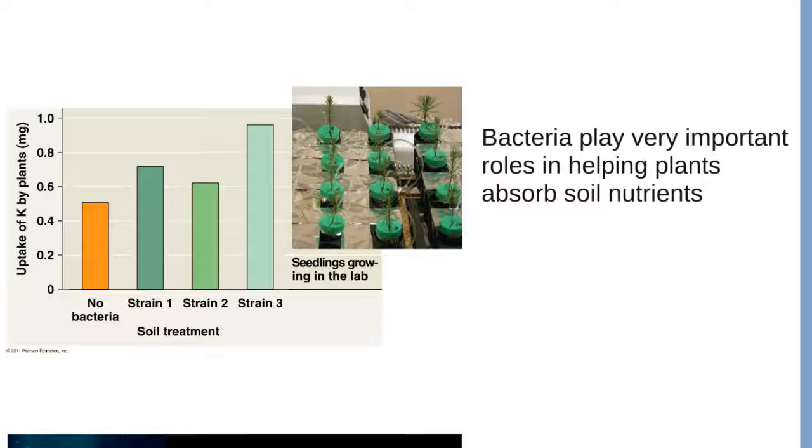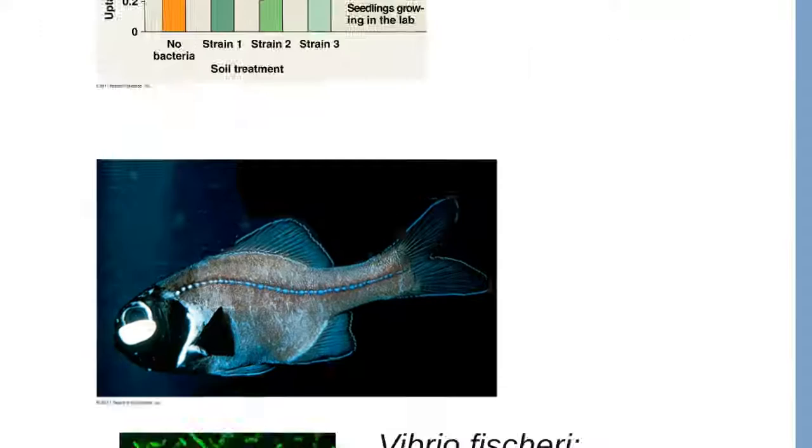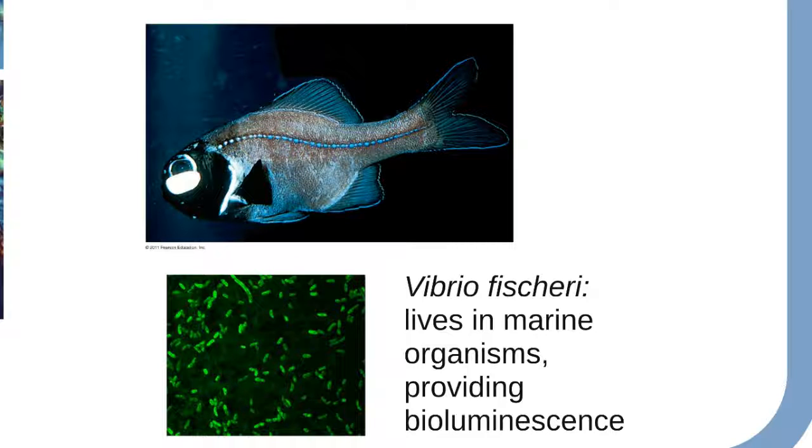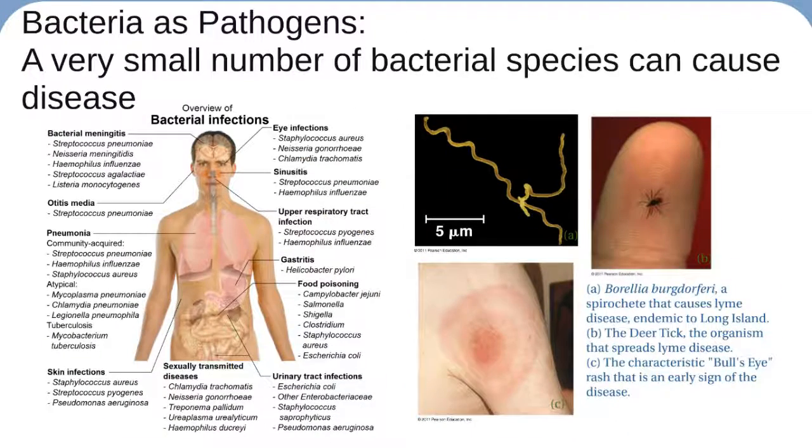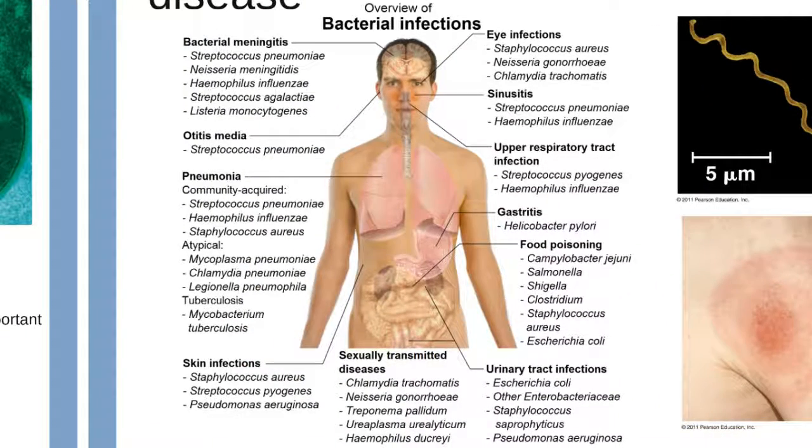And so these bacteria help absorb soil nutrients. Like if you're looking at nitrogen fixation, we have some that live in marine organisms providing bioluminescence, and so they have this sort of symbiotic relationship. And so they have all these little niches that they fill in the environment that allow them to remain. Now, of course, there are pathogens as well, but it's a very small number that are used to cause disease. Here's an example of some of the more popular ones.